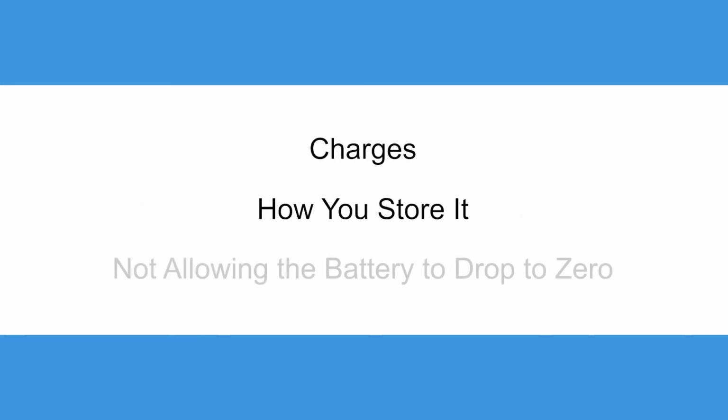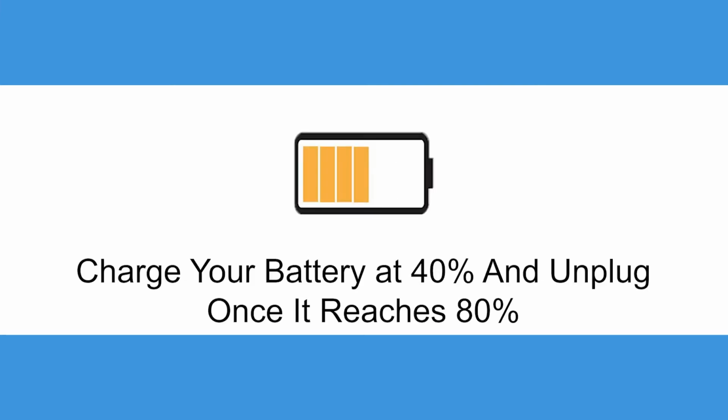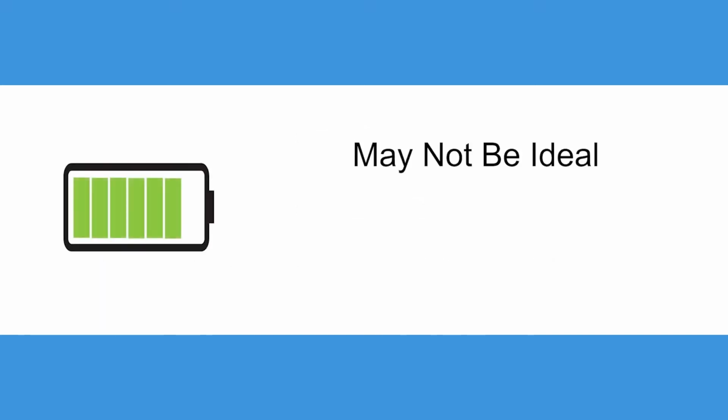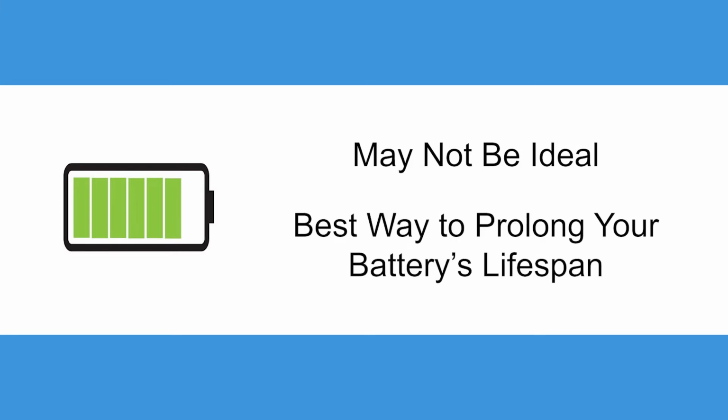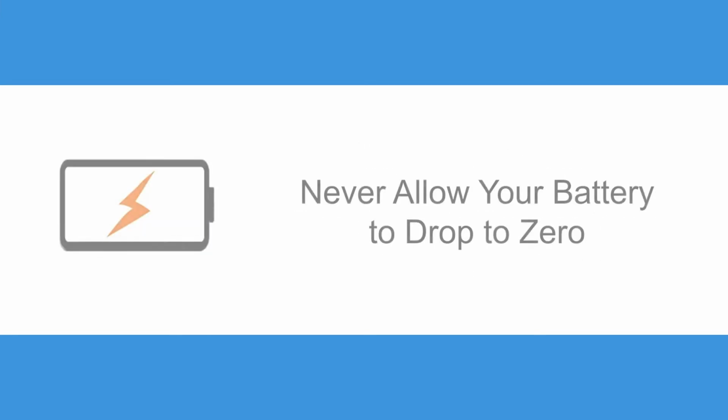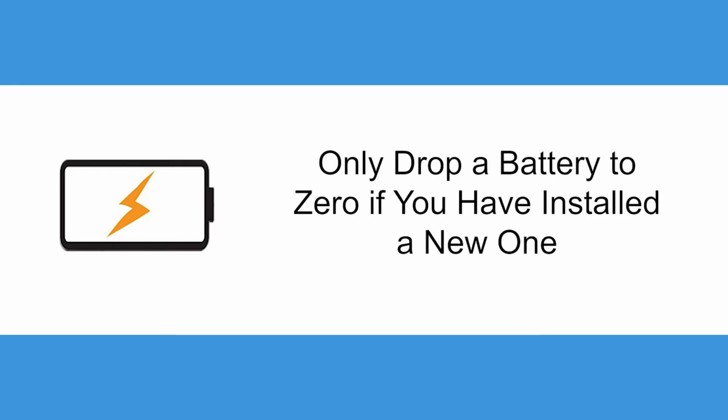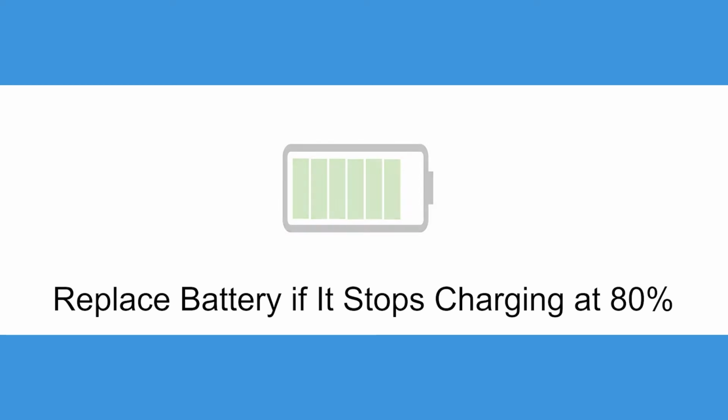How quickly they go depends on charges, how you store it, and not allowing the battery to drop to zero. The best percentage is to charge your battery at 40% and unplug it once it reaches 80%. While leaving your battery at 80% may not be ideal for the busy lifestyle, it's the best way to prolong your battery's lifespan. Never allow your battery to drop to zero, as it forces the battery to work harder to reach a full charge. The only time you should drop a battery to zero is if you have installed a new one. If you find that your battery stops charging at 80%, then it's time to replace it.